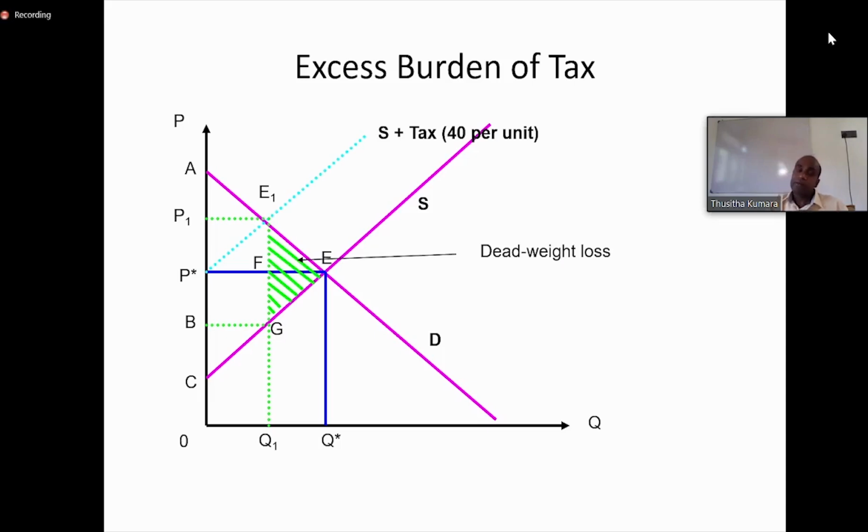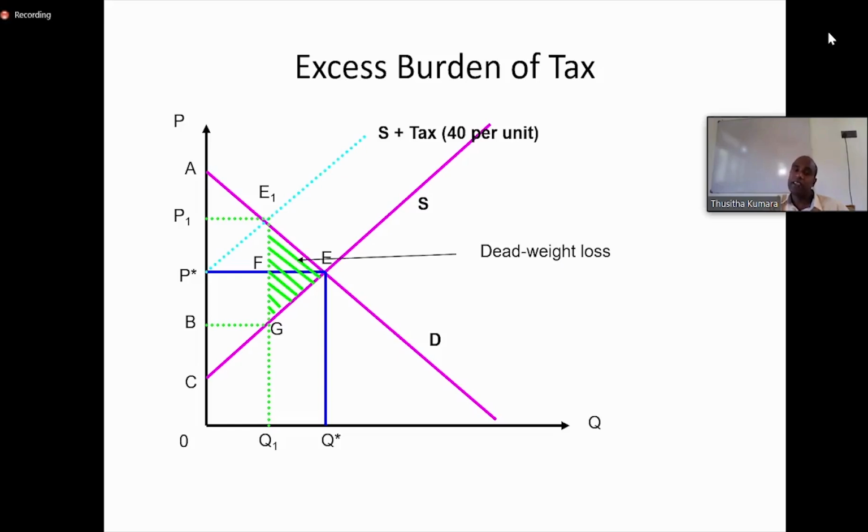But the question: before the tax, A, E, C was the total welfare gain to the society. A, E, C amount was the total welfare gain to the society. Now, after tax, what is the total welfare gain to the society? It is A, E1, G, C, this area. Then what happens to the E1, E, G area? E1, E, G previously was in the consumer surplus and producer surplus. What is happening to that area? Who is taking that, E1, E, G?